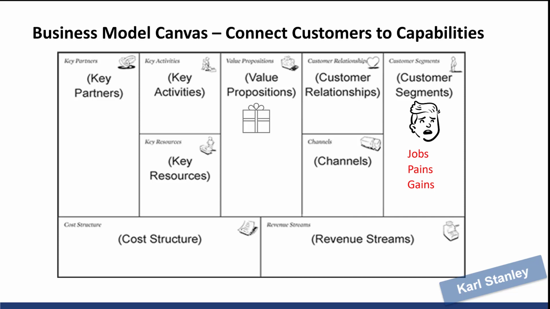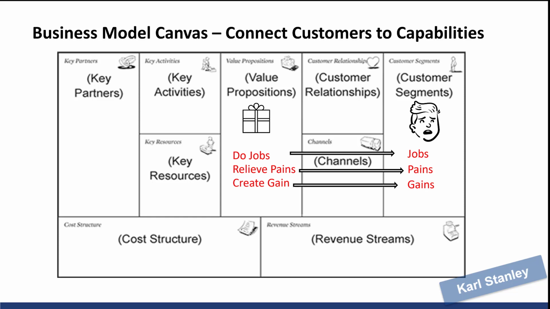Then under value propositions, we have our product. They should do the job for the customer, relieve pains, and create gains for them. If all these things align, we have a good customer fit. This is all the front office of our company. So really, we are connecting our products to our customers based on what they see as important.